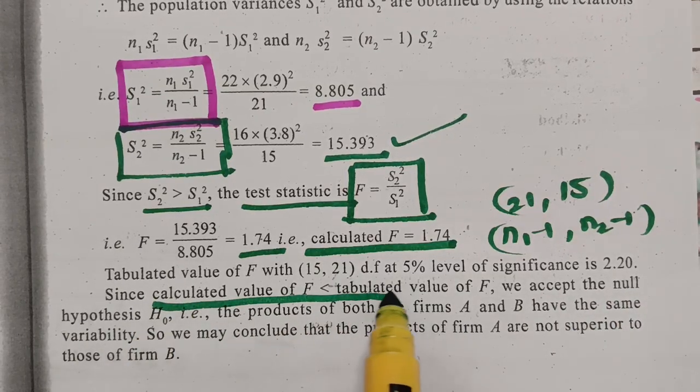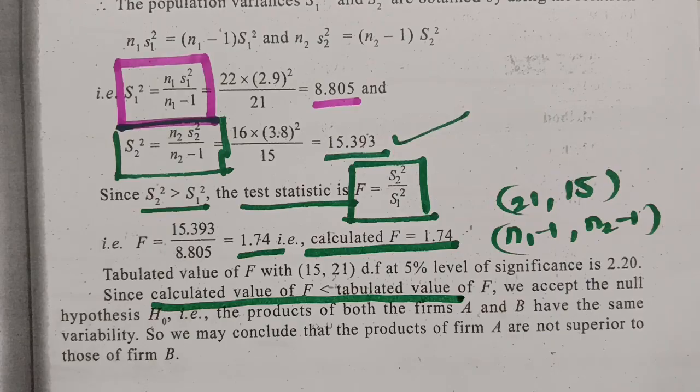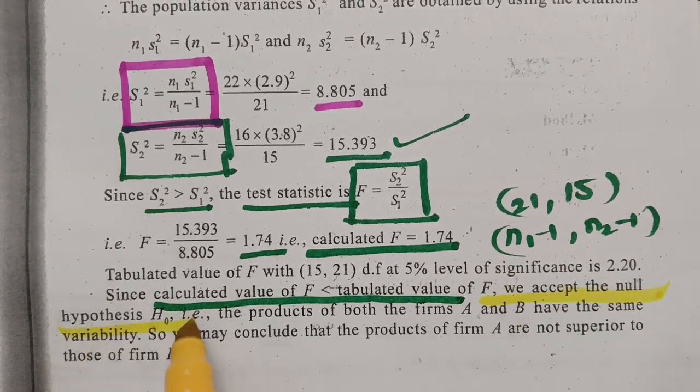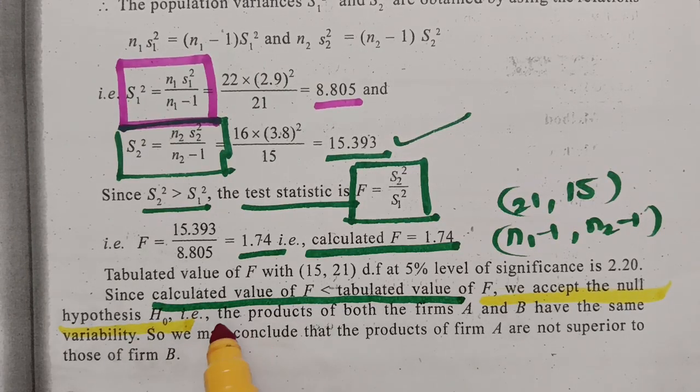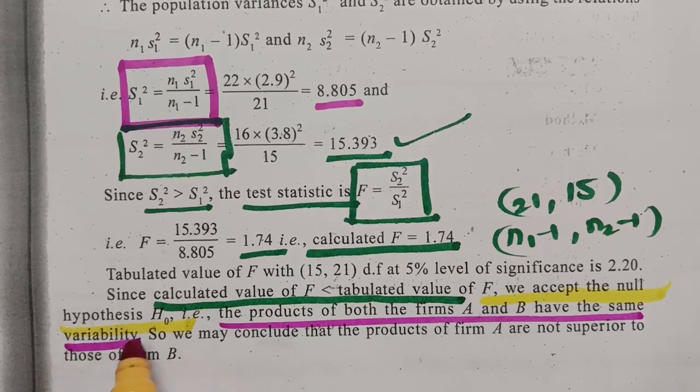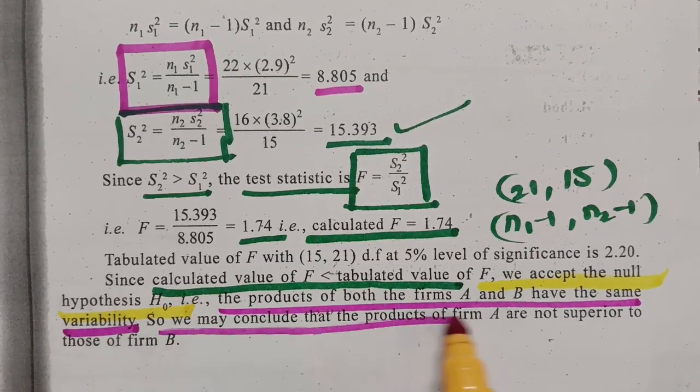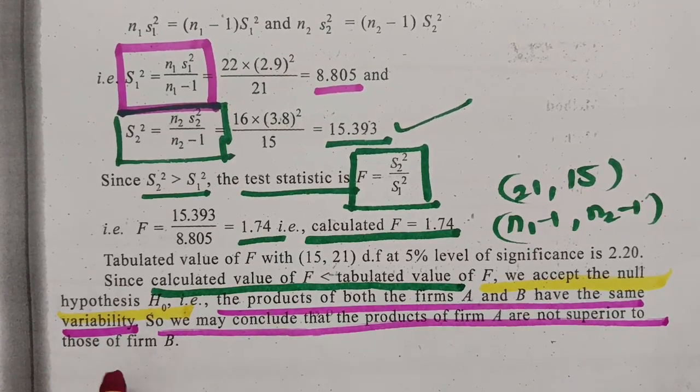Therefore the calculated value of F is less than the tabular value, and therefore we are going to accept the null hypothesis H naught. Therefore the products of both firms A and B have the same variability. So we may conclude that the products of firm A are not superior to those of firm B.